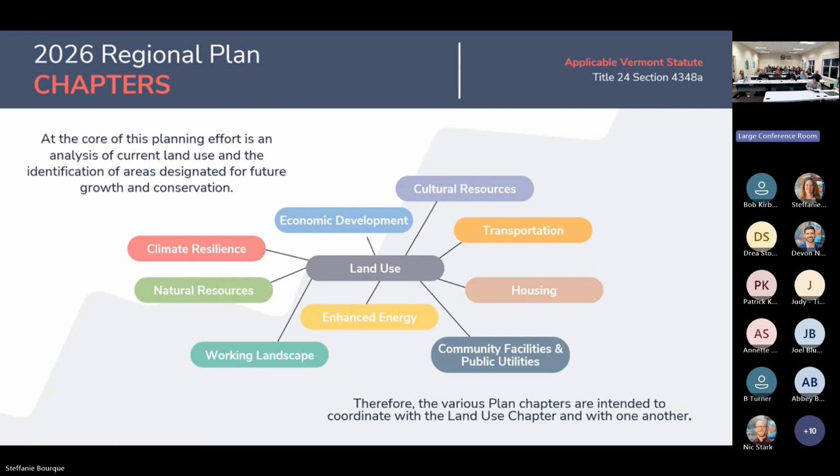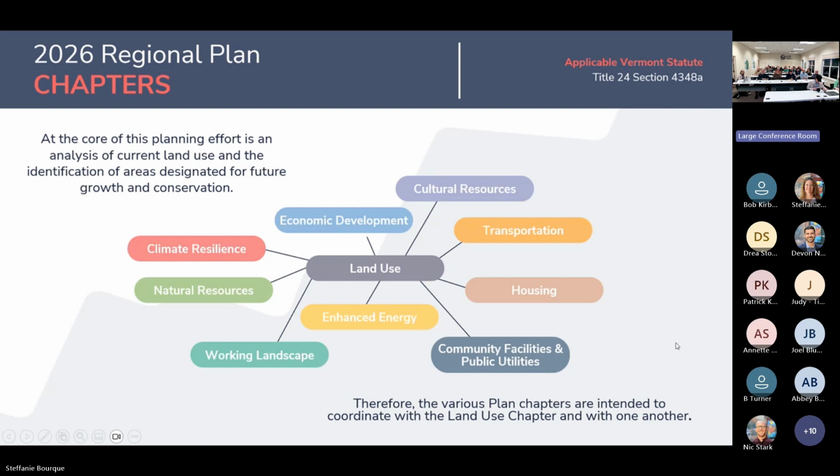So the chapters themselves, as I mentioned, are all focused around the concept of land use. At the core of our planning effort is that analysis of current land use and the identification of areas that are designated for growth and conservation. And then we look at economic development, cultural resources, transportation, housing, community facilities and public utilities, enhanced energy, working landscape, natural resources, and climate resilience, all attributes of a more comprehensive and holistic community economic development strategy.